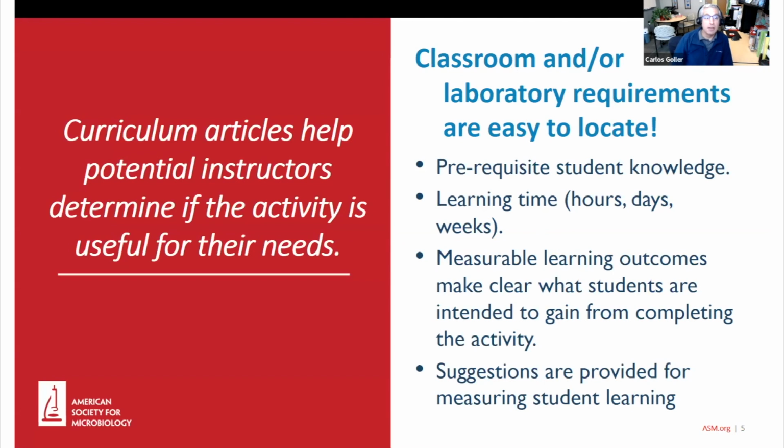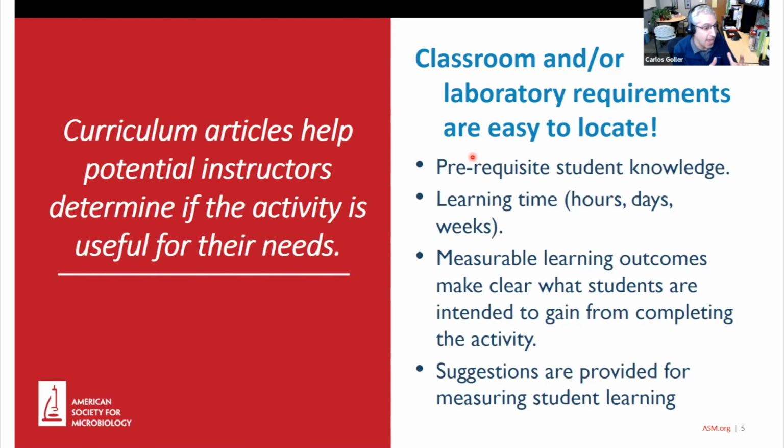We also want curriculum articles to help potential instructors determine if the activity is useful for their needs. And for this, curriculum section articles have a couple of required or critical elements. This includes we want authors to describe the prerequisite student knowledge. This could be the academic level of students, the type of course that this lesson was implemented in, the subject matter that students were exposed to before doing this, that may be prerequisite knowledge, the estimated learning time.